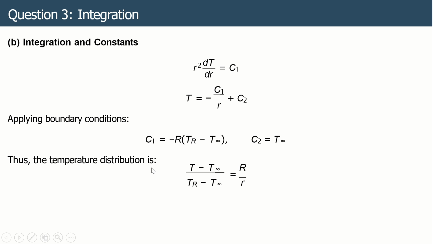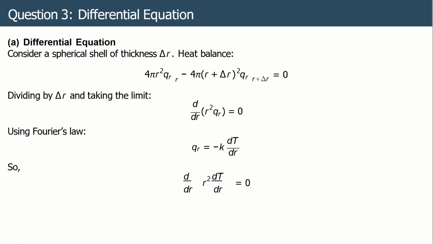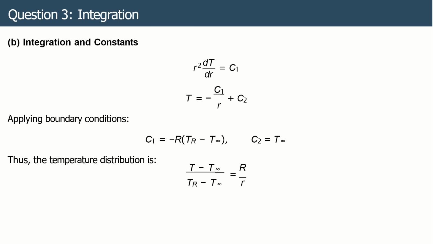Then integration and constants. We need to integrate this equation. We will be integrating this equation to get this. Then the temperature equation after integrating this will be this. Applying the boundary conditions, we have to find C1 and C2 in order to get this temperature profile. So we have to apply the boundary conditions for that, which were given here. After applying the boundary conditions, we will be getting the C1 and C2 values as this, and the temperature distribution therefore will become this after putting these two values over there. So this is the temperature distribution.